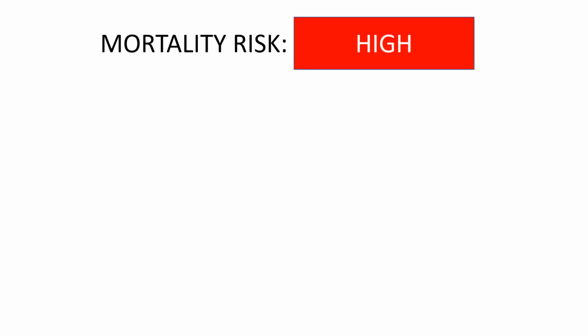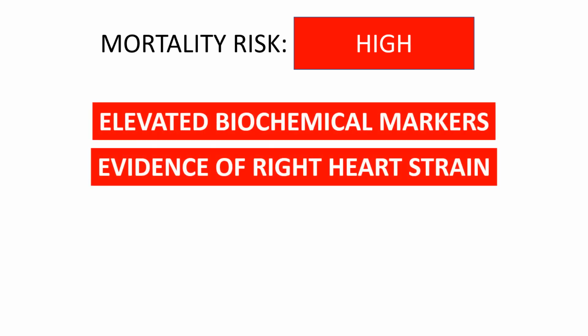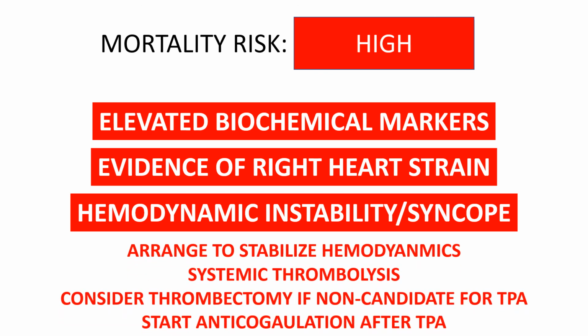And lastly, high-risk PE. These are the patients who have the highest mortality. These patients have elevated biomarkers, right heart strain on imaging, either CT scans or echocardiograms, and the presence of hemodynamic instability. These patients will need stabilization of their hemodynamic instability and potentially systemic thrombolysis. You could use half-dose TPA per the PEITHO trial or full-dose TPA. Thrombectomy could be a consideration in these patients who may not be good candidates for TPA.